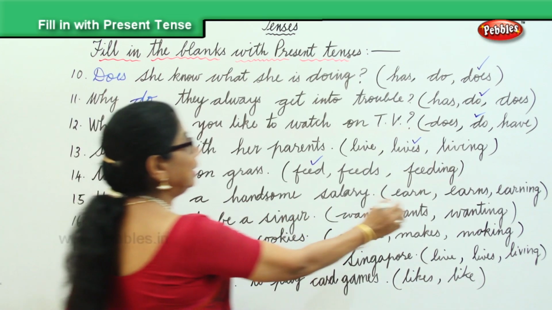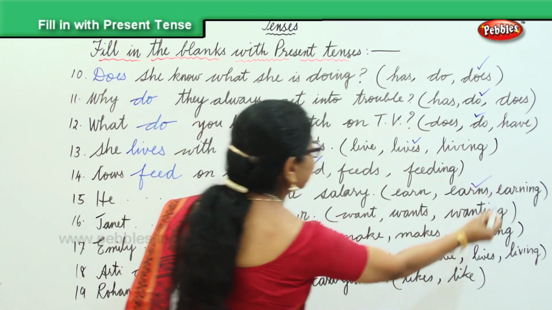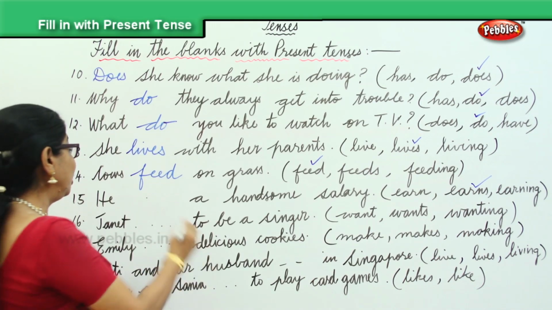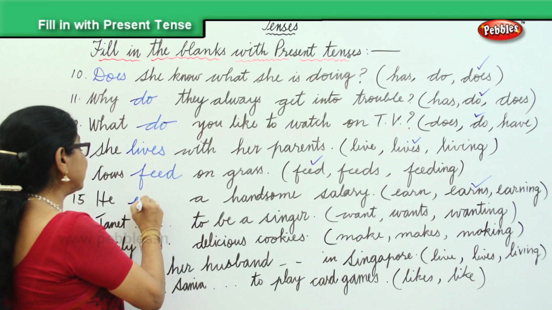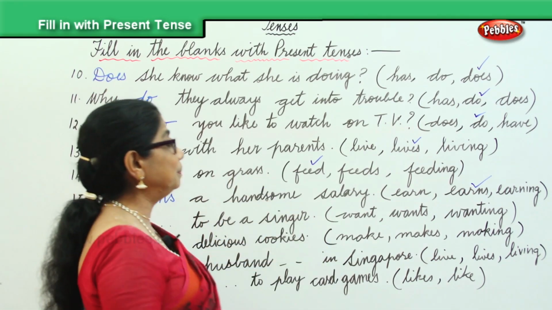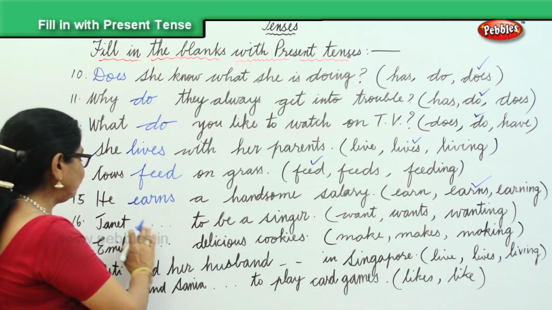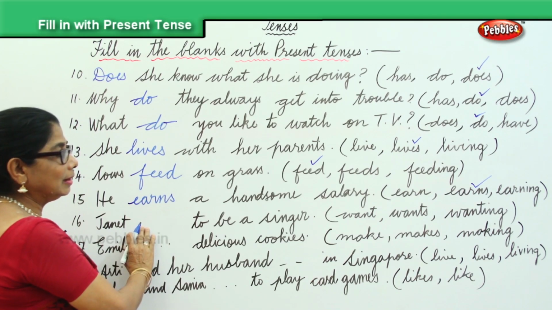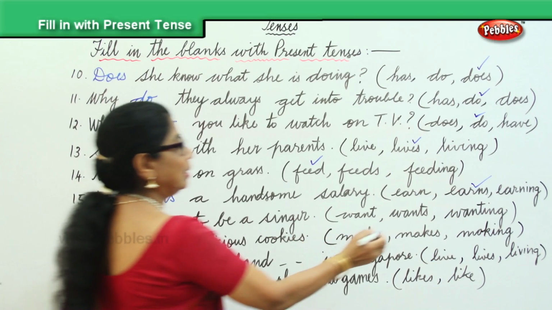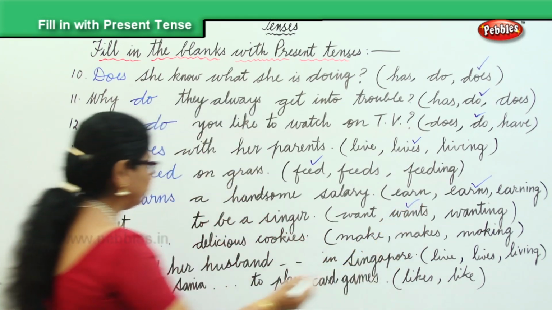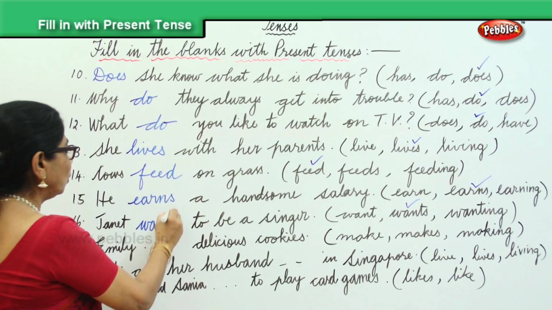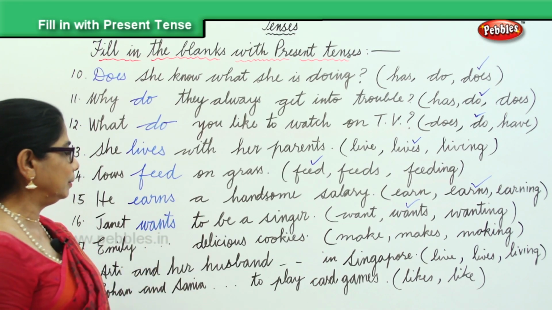And the next one: he earn a salary, he earns. He earns a handsome salary. Next one: Janet want to be a singer. No. Janet wants to be a singer.